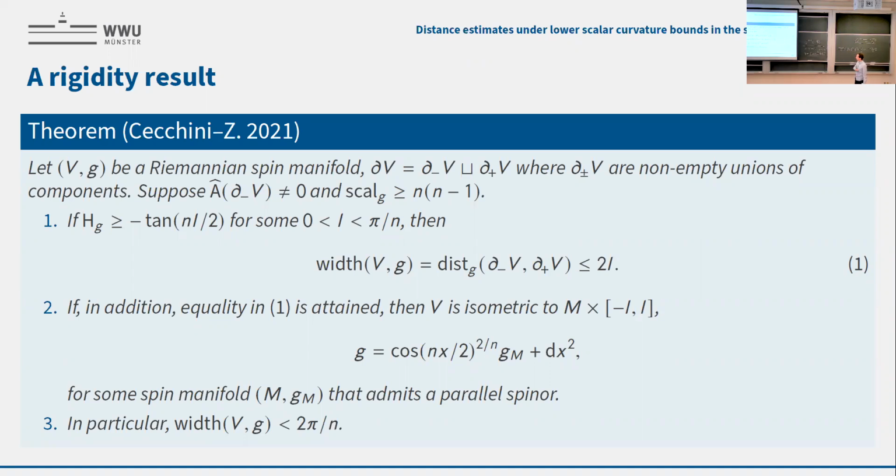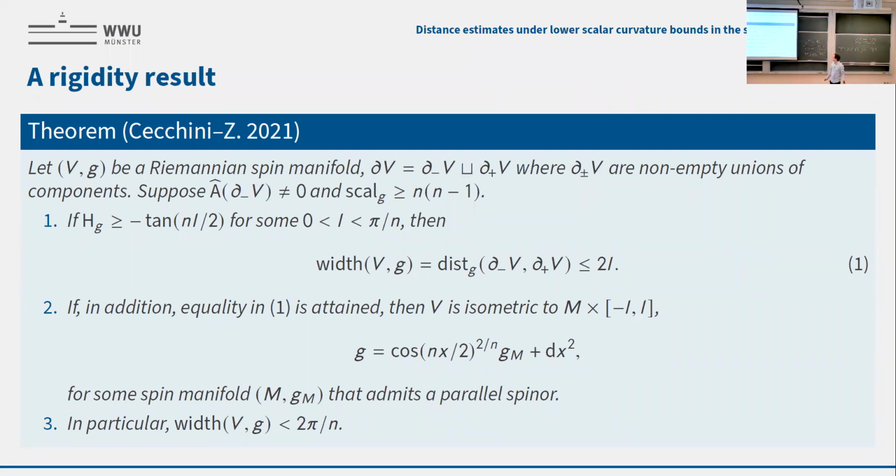And in fact, the manifold must admit a parallel spinor and therefore is actually Ricci flat. And you can deduce from this that this width must actually be strictly bounded above by 2π over n, because this function here goes to minus infinity as L approaches this critical threshold of π over n. So if you have any bound here, you can always undershoot it by just going towards π over n.